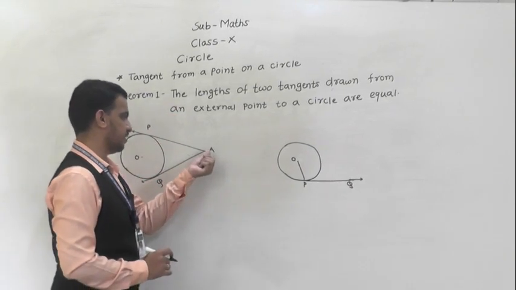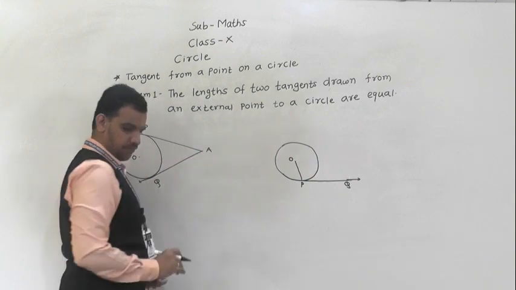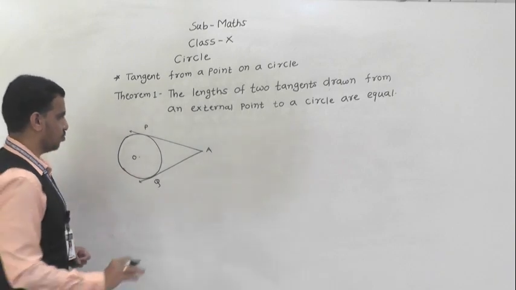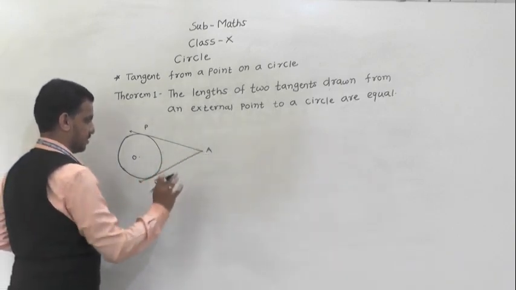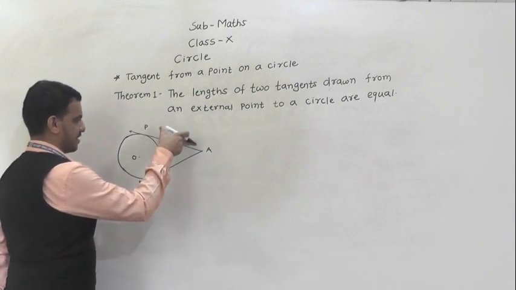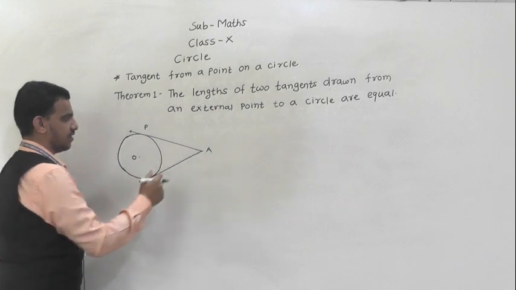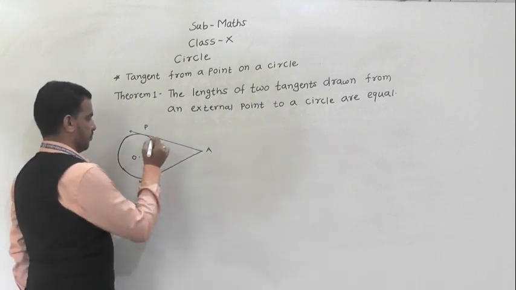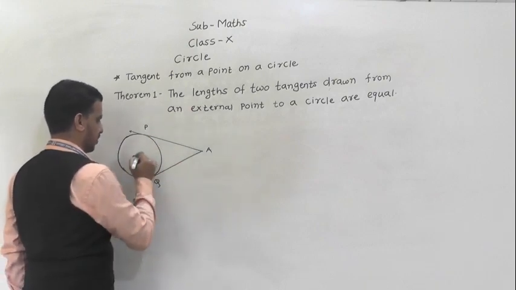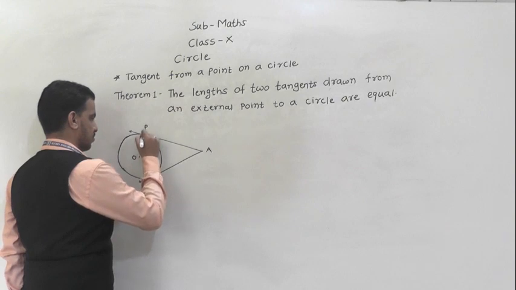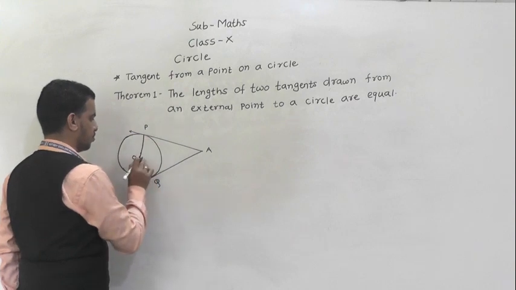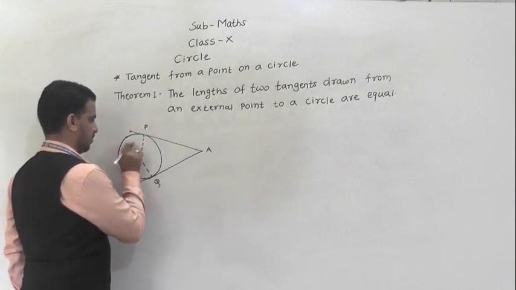If we take an external point A, a maximum of two tangents we can draw from this external point. We have to show that these two tangents, tangent AP and tangent AQ, are equal. For this we have to construct: we have to join OP, OQ and OA.